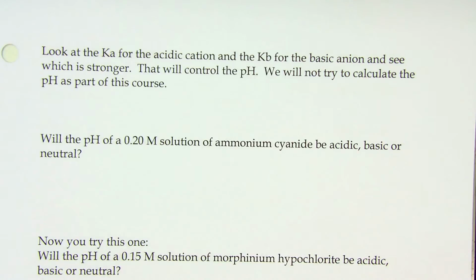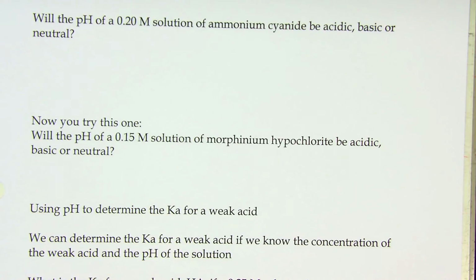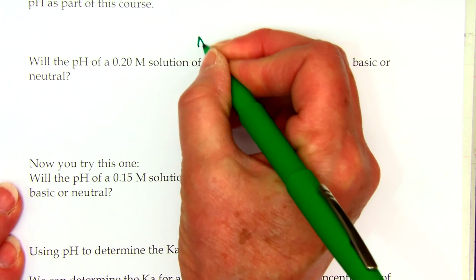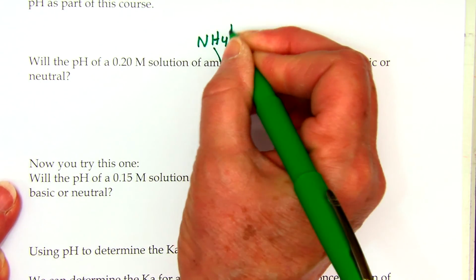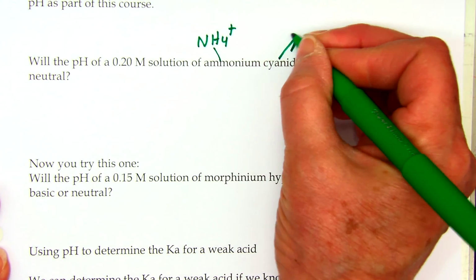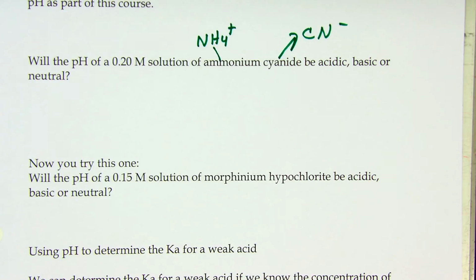Okay, so we look at the Ka and we look at the Kb and we just decide which is bigger. So let's look at this example. Will the pH of a 0.2 molar solution of ammonium cyanide be acidic, basic, or neutral? Well, ammonium, NH4+, is the conjugate acid of the weak base ammonia, and cyanide, CN-, is the conjugate base of the weak acid, hydrocyanic acid, HCN.